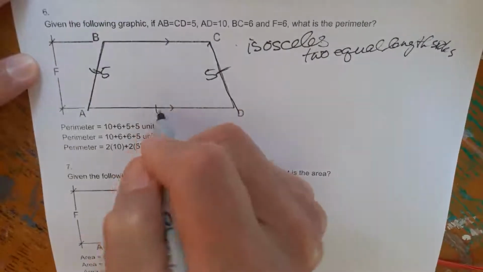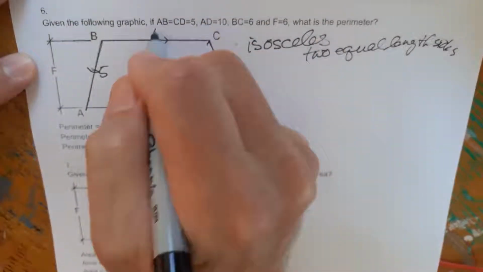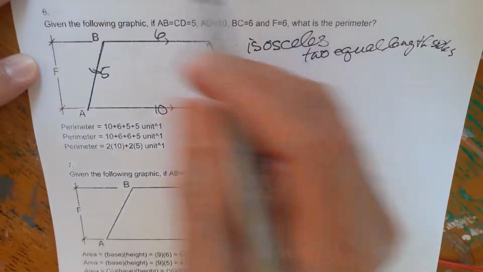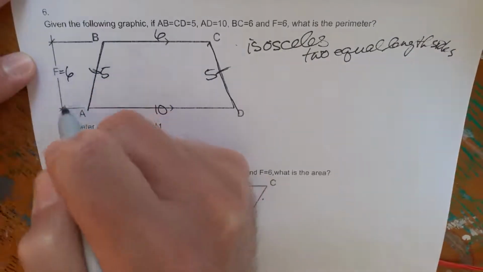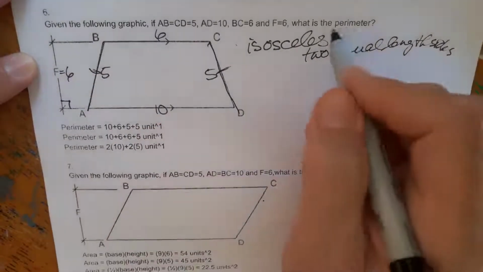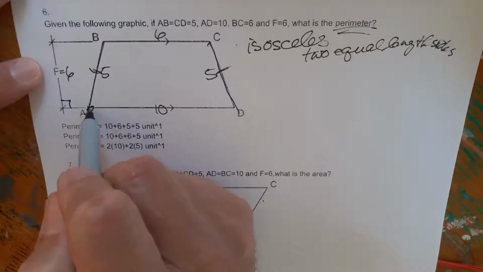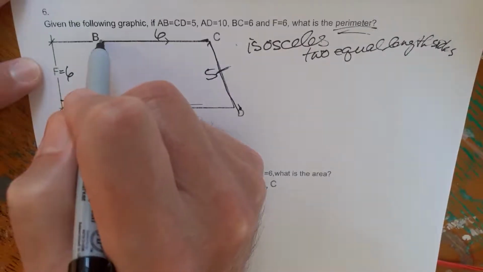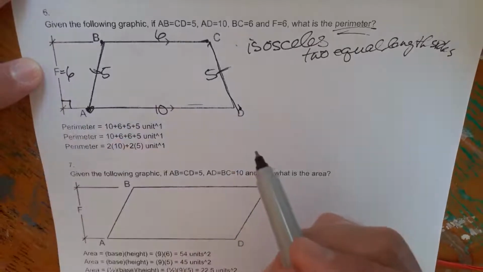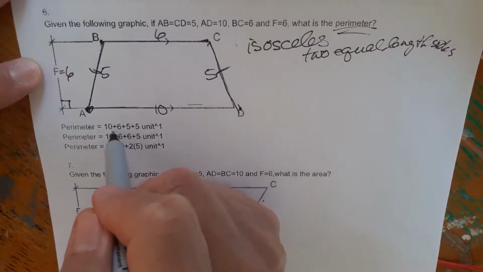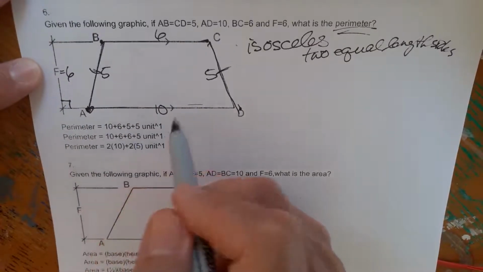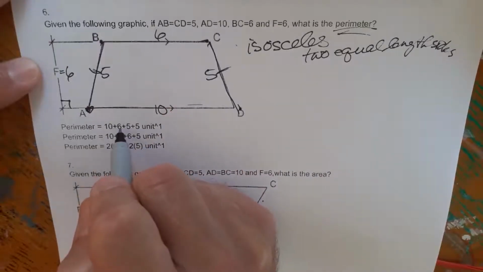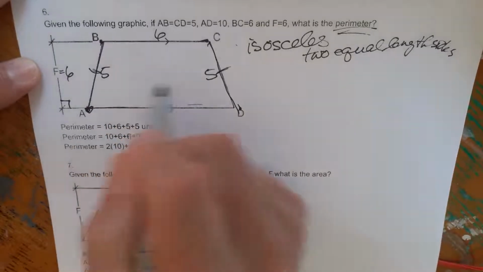AD is 10, BC is 6, this equals 6, and this is a perpendicular height. What's the perimeter? Oh, nice. So start here, 10, 15, 15 plus 6 is 21, 21 plus 5 is 26. All right, I didn't give a final answer. Well, anyway, 10 plus 6, okay, 10, 6, 5, and 5.